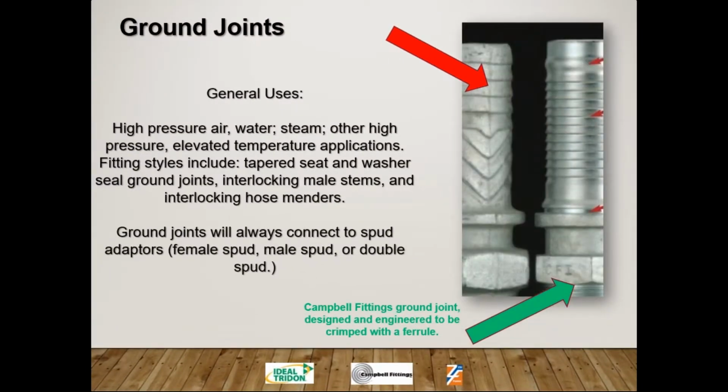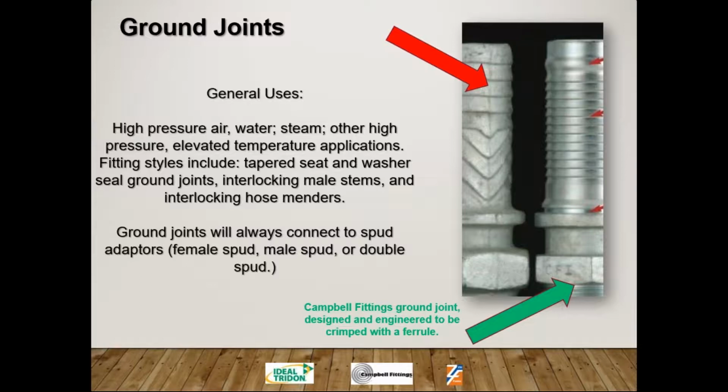Ground joints. So this is another kind of granddaddy fitting like the Cam and Groove. You'll see these. These are used for high pressure air, water, steam. These are kind of used for almost every application. Few differences. So Campbell Fittings makes a ground joint, but ours is designed and engineered to be crimped with a ferrule.